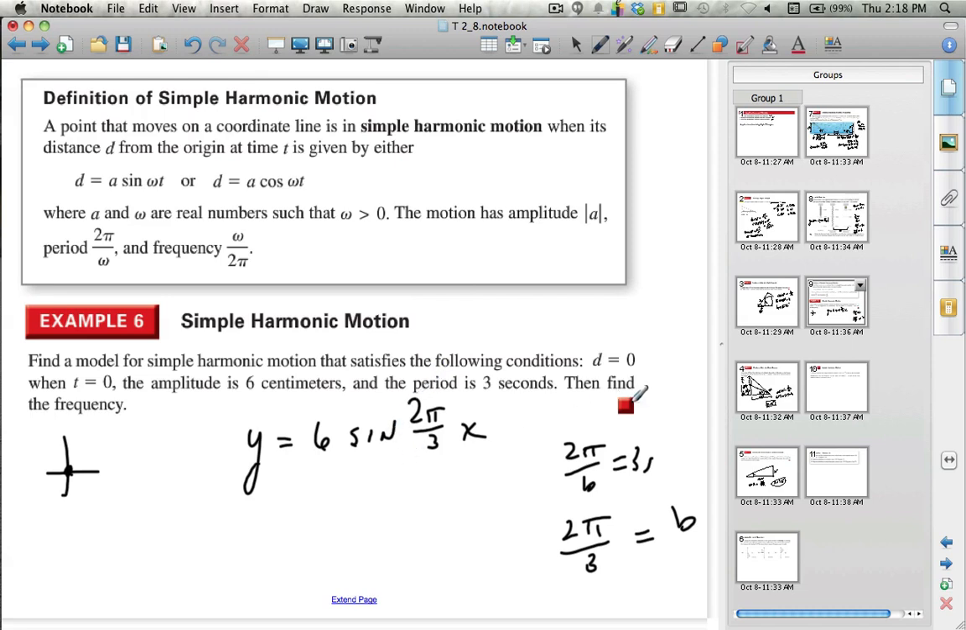Right, then find the frequency. Right, the frequency is the inverse of the period. Right, so my period was 3 seconds. My frequency is 1/3 of a second. Okay, so that's just going through this particular problem.